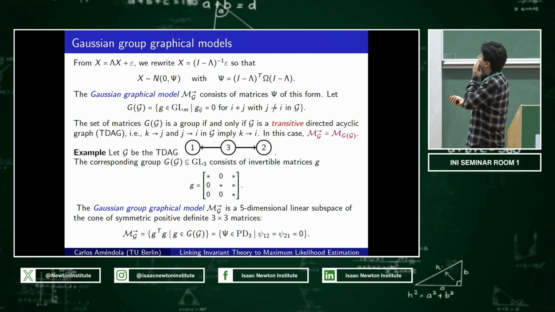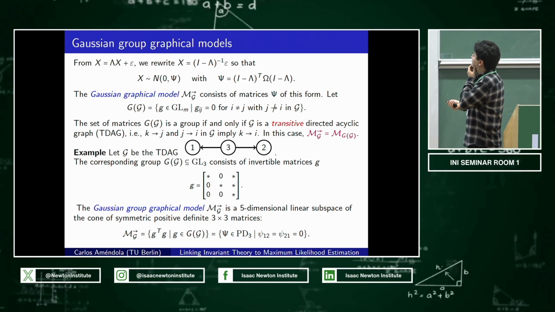And then the Gaussian graphical model turns out to have psi 1,2 and psi 2,1 equal to 0, which means, again, a 0 in the inverse. So this is, in a sense, similar to the one that we had with the Gaussian Markov chain.